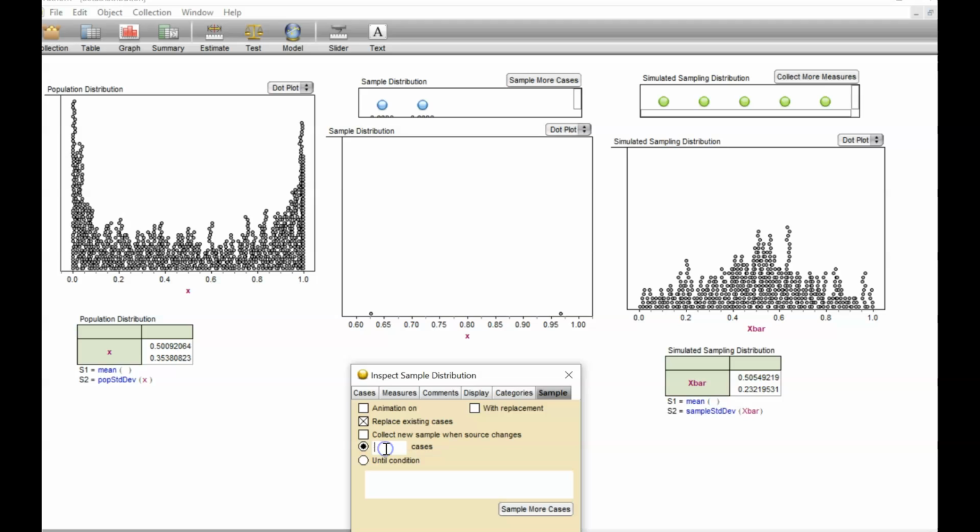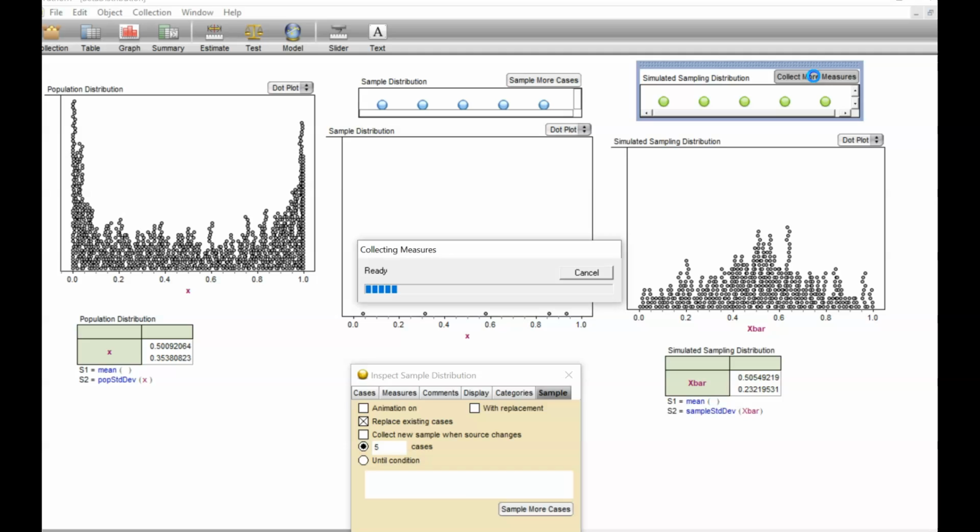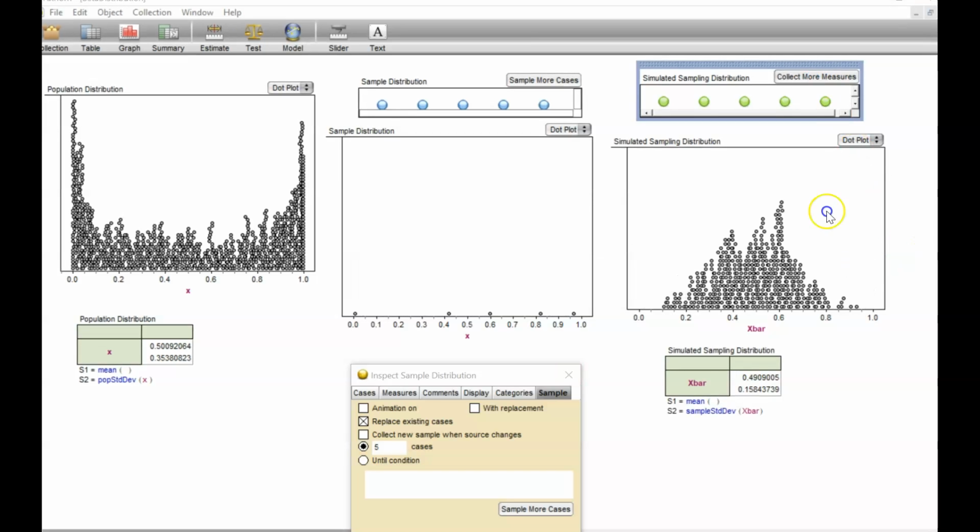Let's go even bigger. Let's go 5. Sample more cases. Now you can see this one in the middle here is the distribution of sample data. There's 5 dots there. I could keep doing that over here. And here I'm going to collect more measures, and you'll see what the sampling distribution looks like. This is 500 samples of sample size 5. The mean, 0.5, 0.49. The standard deviation now is much, much smaller.